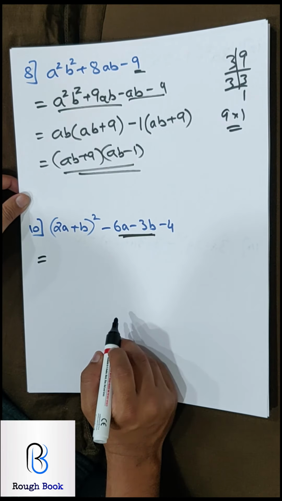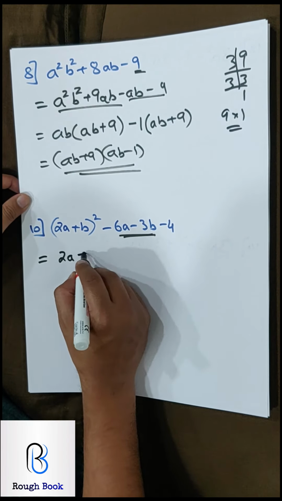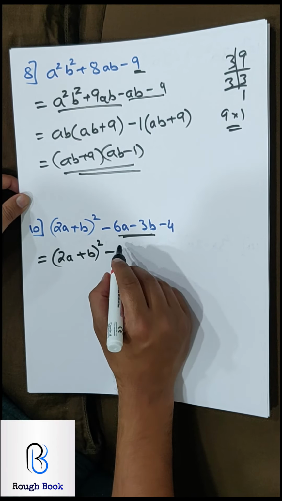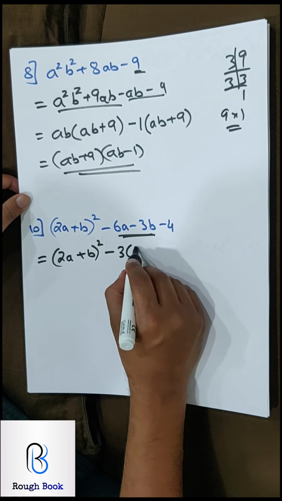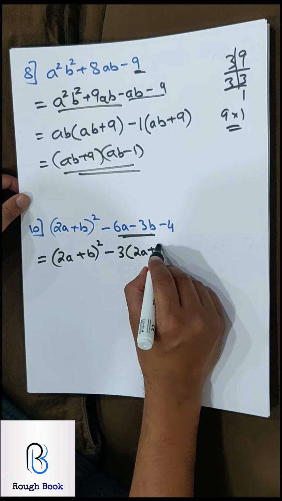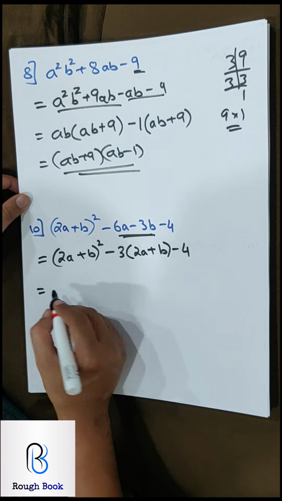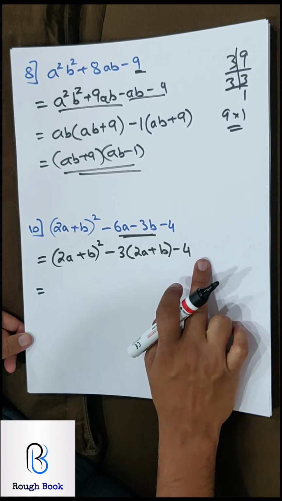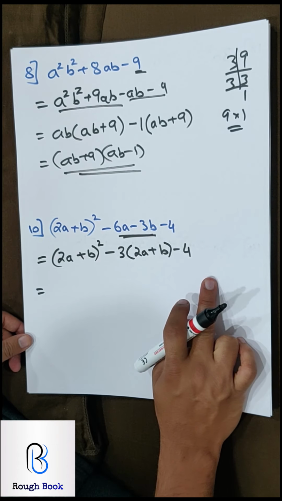Here I can pull something common, and then we'll have to think how to go about it. Slightly different, you will have to focus. I am pulling 3 common. So I get 2a, minus is common, so plus b minus 4. Now this is strange. I have got 2a plus b, 2a plus b, but here there is no 2a plus b, so I can't pull it common either.